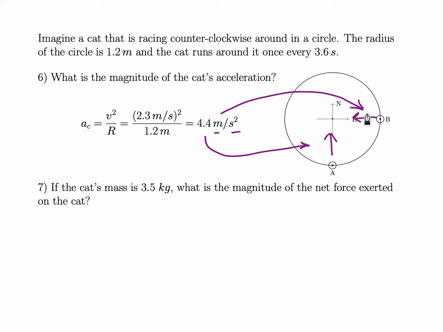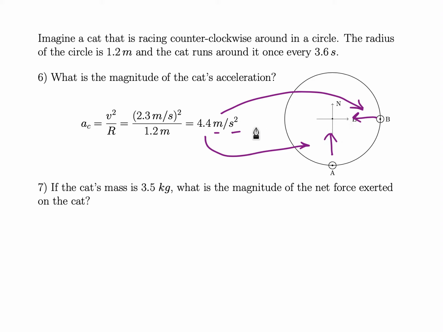If you were asked the question, what's the magnitude and direction of the cat's acceleration at A, you would say 4.4 meters per second squared north. And if you wanted to know the magnitude and direction of the acceleration at B, the magnitude would be 4.4 meters per second squared, but the direction would be west, because of the little compass rose: north, east, south, west.